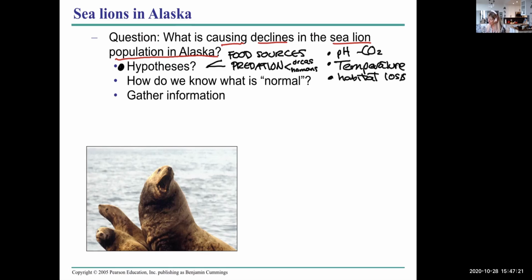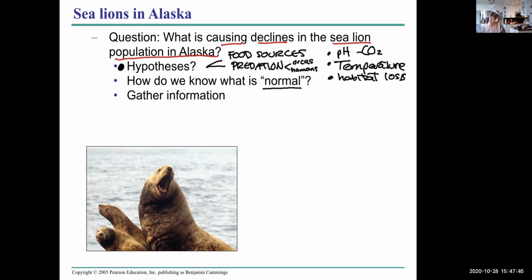But how do we know what's normal? How do we know it's normal? Maybe this is a natural decline that happens in a cyclic way. That would require long-term data gathering. Sometimes you can glean data from history, but not very often. So that is a more difficult question to answer.